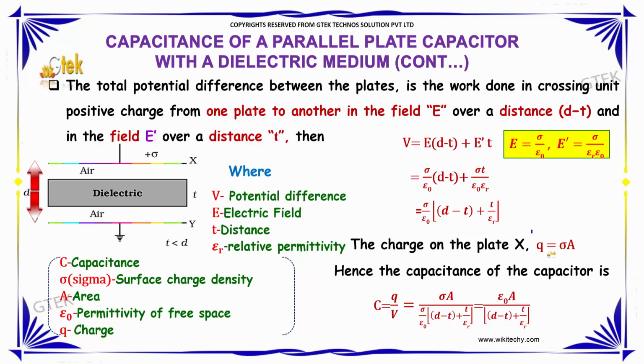Now the charge on the plate X will be Q equal to sigma into A. Here sigma is the surface charge density, which is multiplied by A, giving the charge on the plate X. Hence the capacitance of a capacitor is C equal to Q divided by V. Substituting the values for Q, the charge, and V, sigma divided by epsilon naught into D minus T plus T divided by epsilon r, we get the answer: epsilon naught A divided by D minus T plus T divided by epsilon r. So this is the capacitance of a capacitor in the dielectric medium.